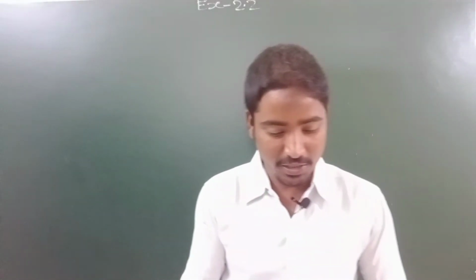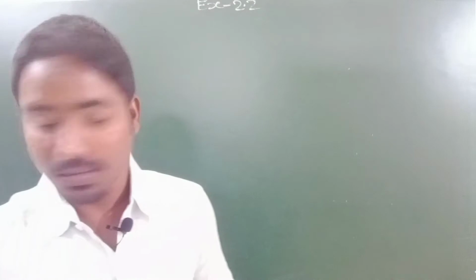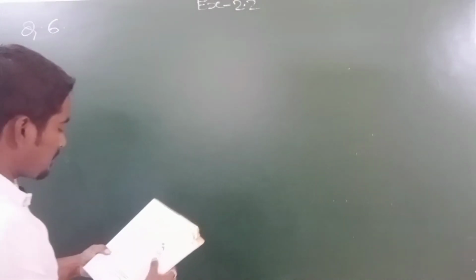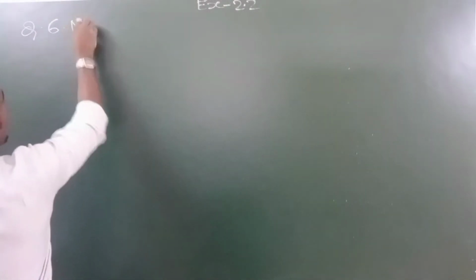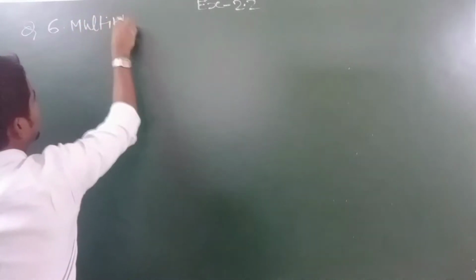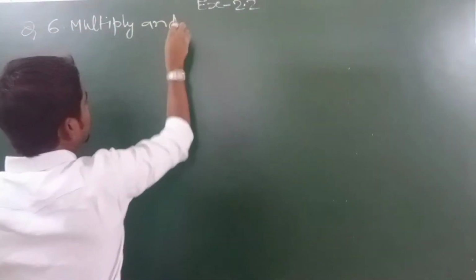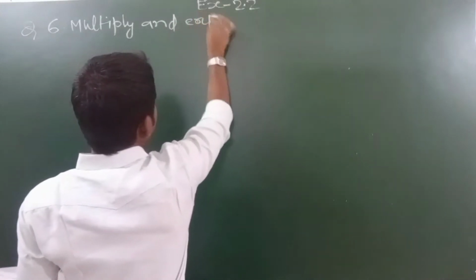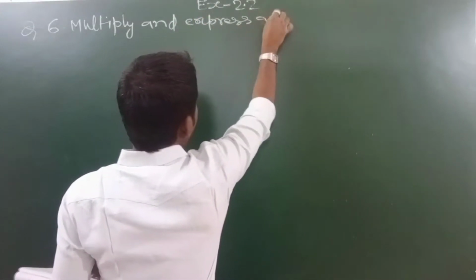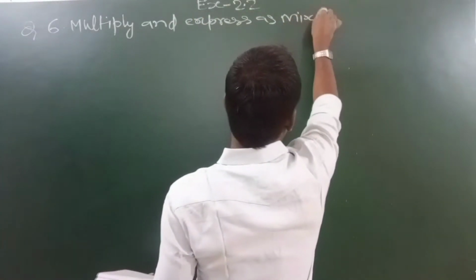So in today's session we will solve question number 6 of exercise 2.2, students. See, this question number 6 is saying you have to multiply and express as mixed fraction.